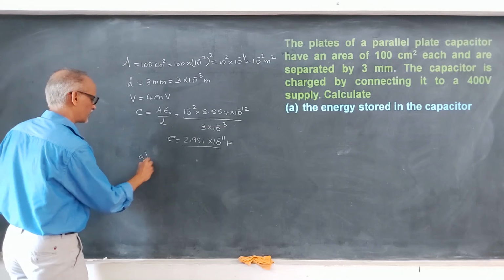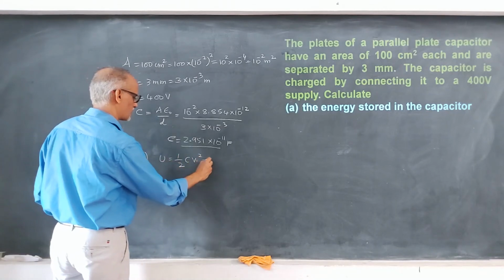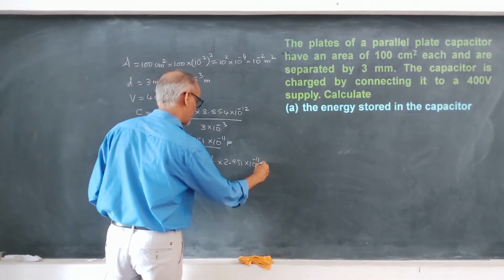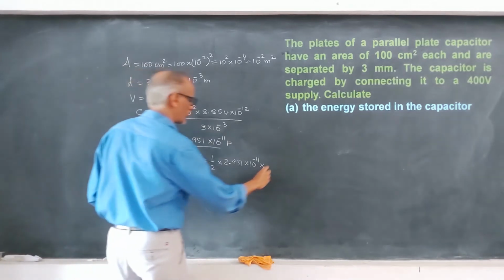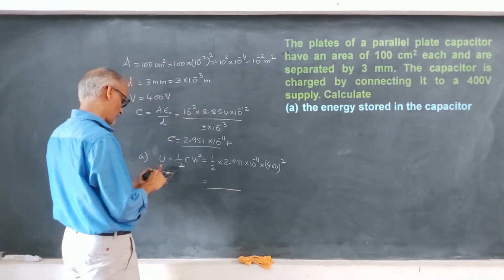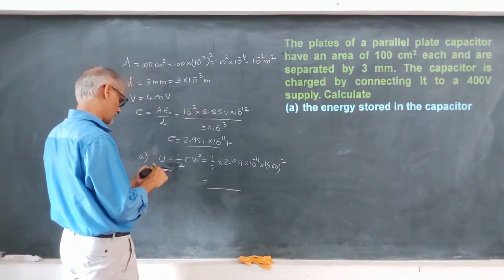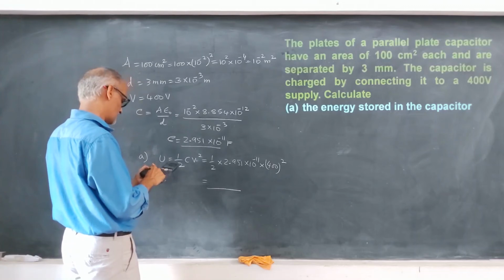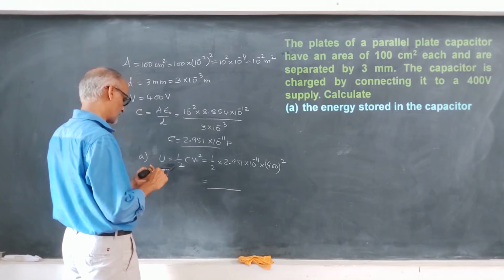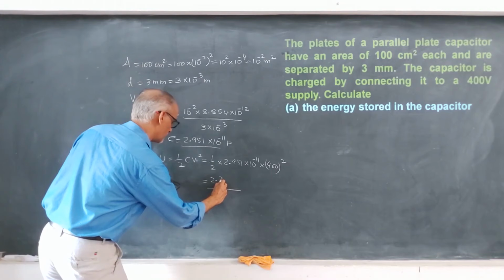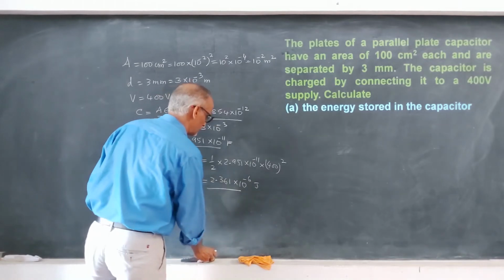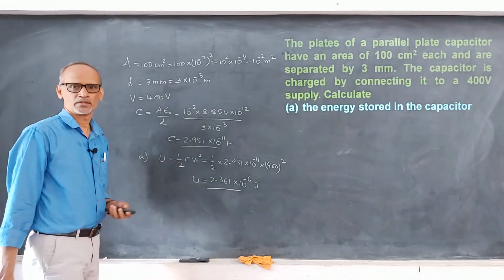How to find the energy stored? Option A, U is equal to half CV square. It is half the value of C, 2.951 into 10 to the power minus 11, into the value of V. V is 400, square of it. So, that is 0.5 into 2.951 into 10 to the power minus 11 into 400, again into 400. So, we will get 2.361 into 10 to the power minus 6 joule. Now, that is the value of the energy stored in the capacitor. That is choice A.